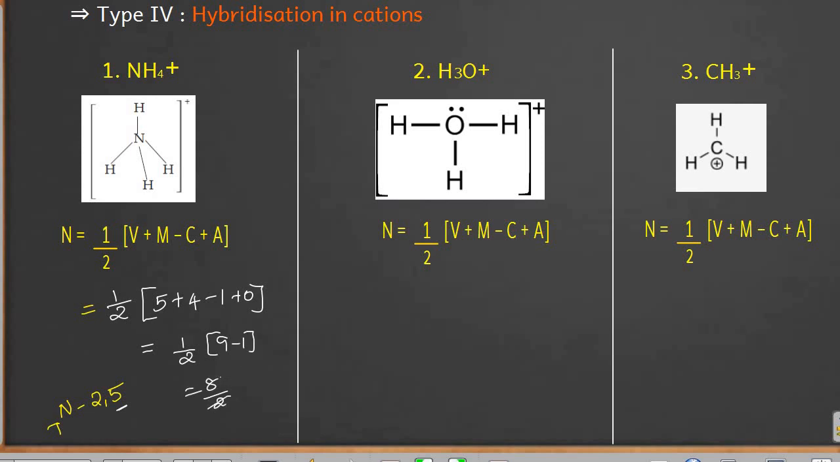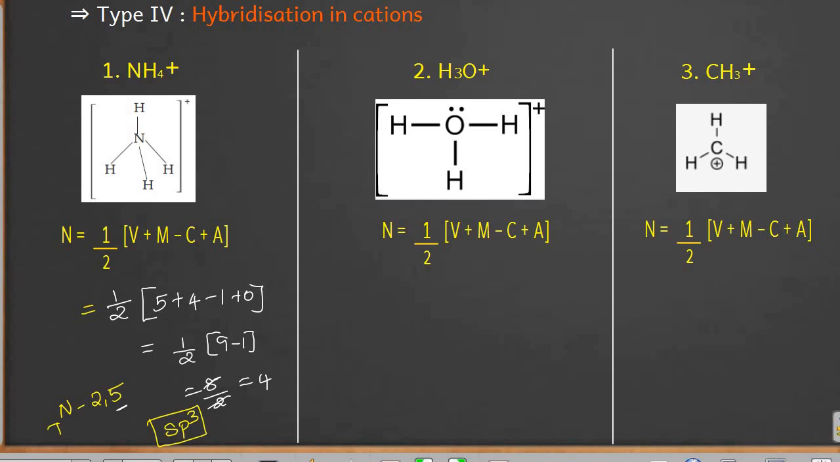8 by 2 means that is 4. 4 means we have to say that the hybridization is sp3 hybridization. Let's move to the next one, that is H3O plus.